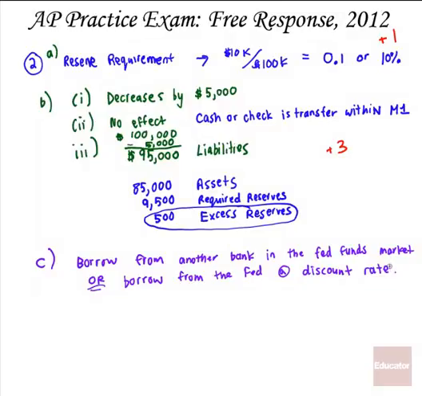Keep in mind, if Bank of America runs out of money, meaning that they don't have any excess reserves, then they're going to primarily borrow from the federal funds market. But if they can't do that, then they'll borrow directly from the Federal Reserve. That will give you 5 points total.